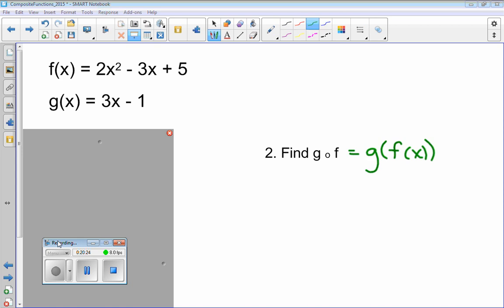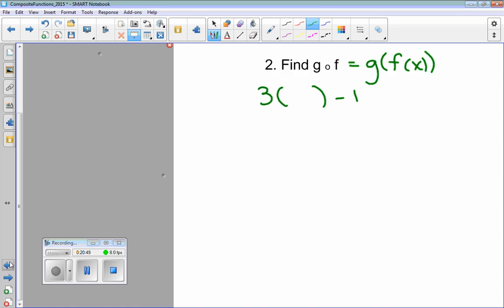So I'm going to start with g, and I'm going to plug in the f. If I start with g, everywhere that I see an x, I'm going to put parentheses. I probably need to make those parentheses a little bit longer, more room. There's a lot of stuff to plug in, don't you agree? So I'm just going to make some more room for myself.